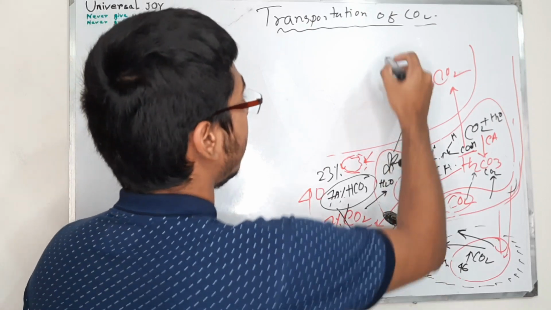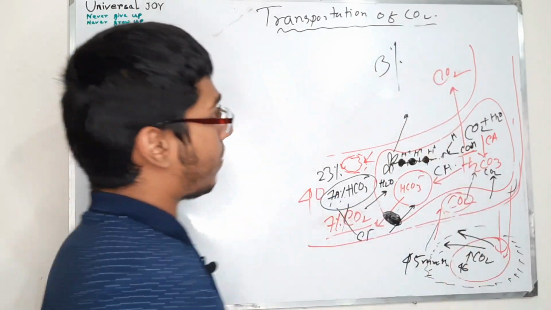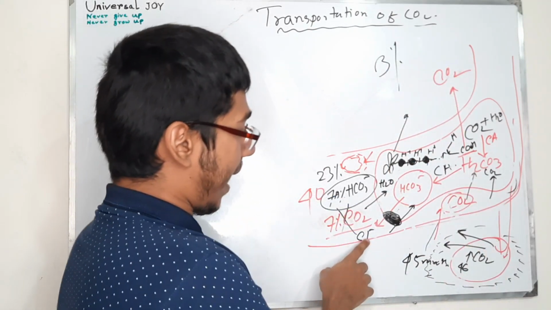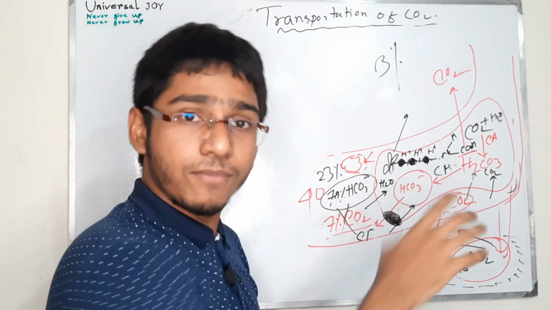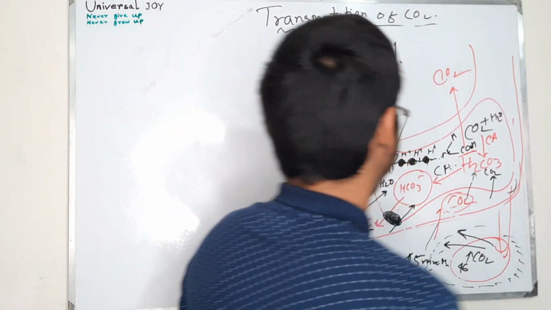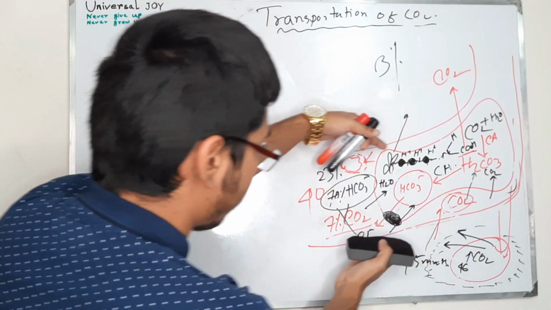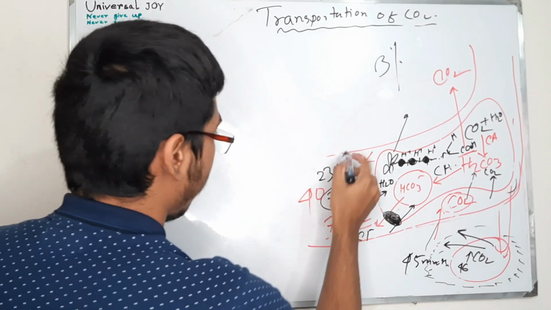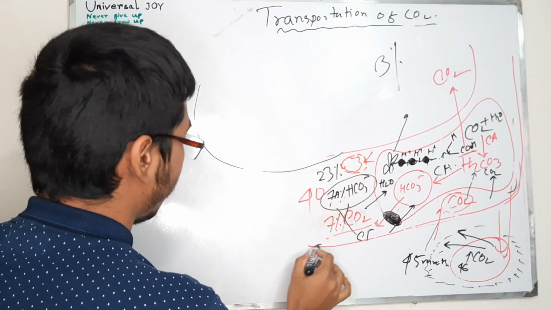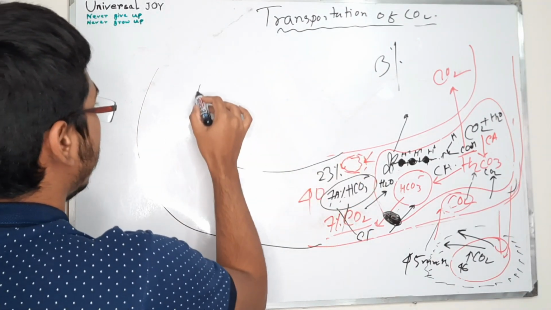How much will it be increased? It will be increased by 3% due to the incoming of the chloride, and this incoming of the chloride will be accompanied by H2O. Okay. Now this way the transportation will go on, and it will go to the venous blood.